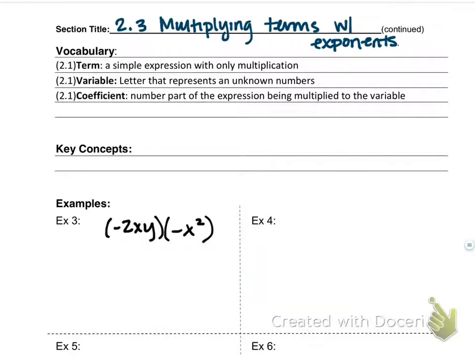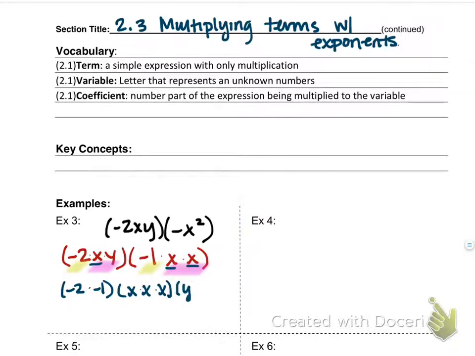Now I'm going to go ahead and expand out. So I have negative 2x times y and negative 1 times x in my expanded form. We're going to group our coefficients of negative 2 times negative 1, and then group our coefficients of x times x and y times y. Or rather, there's just one y in this situation. So making sure that I have all my terms.